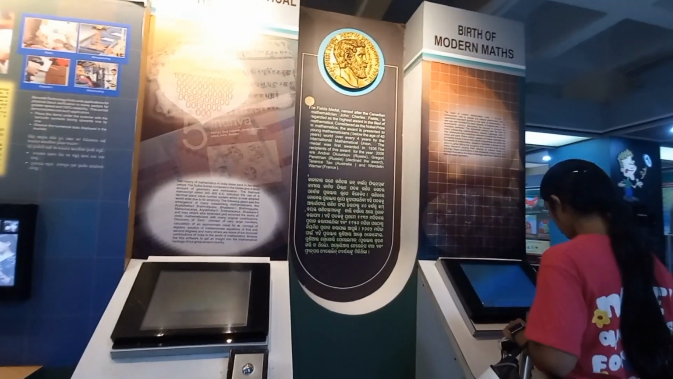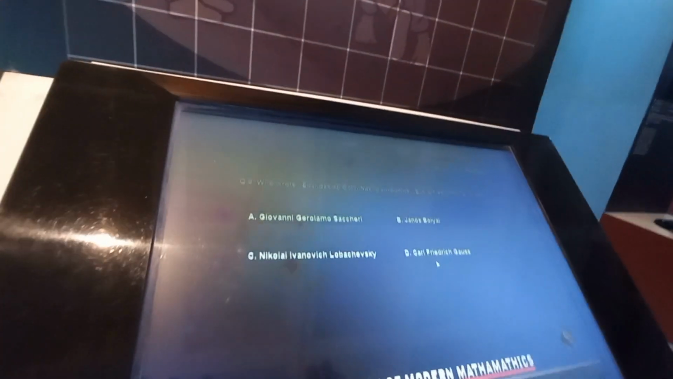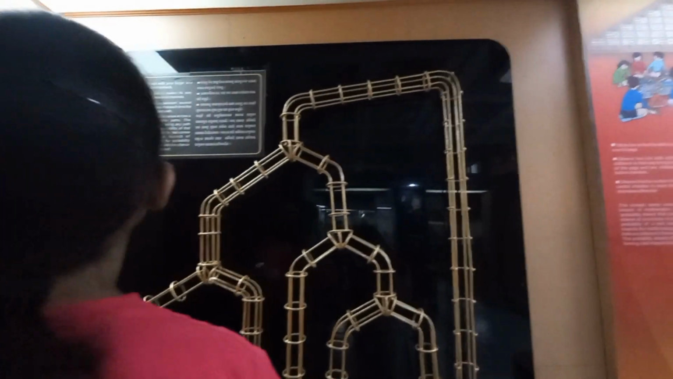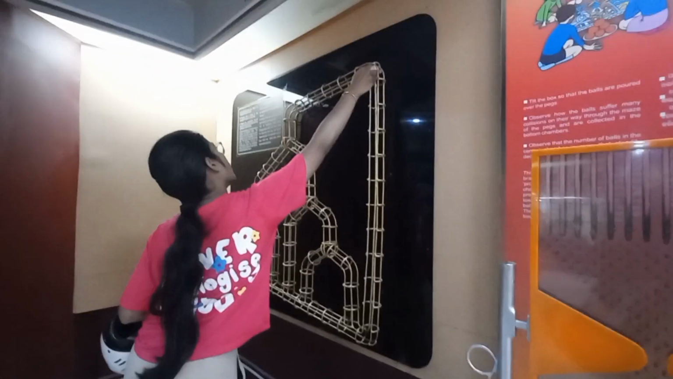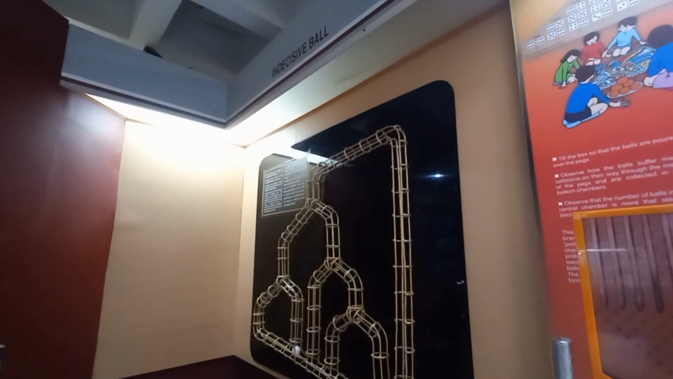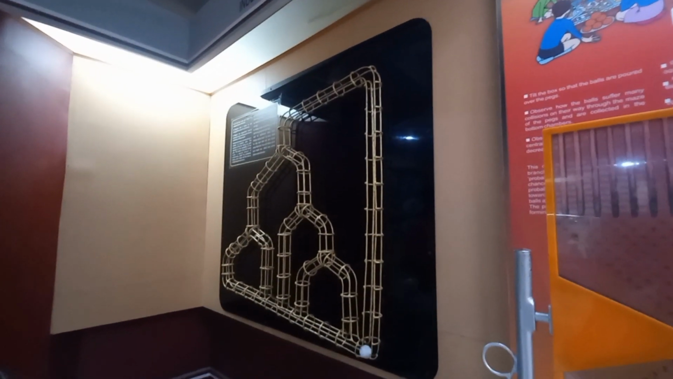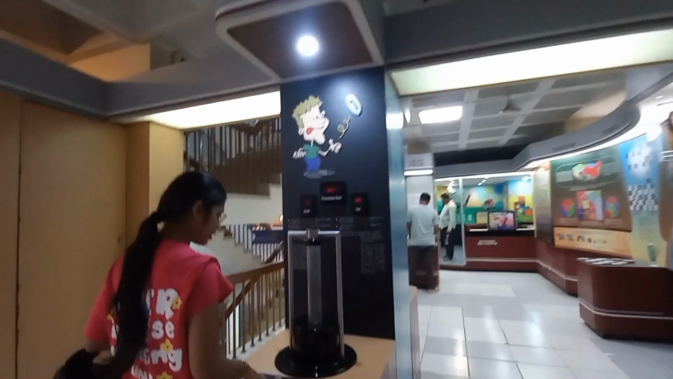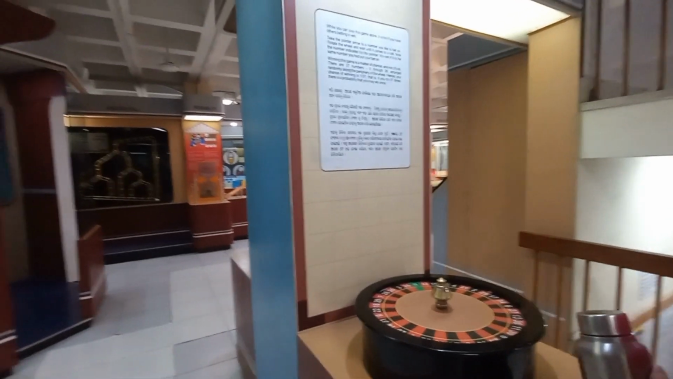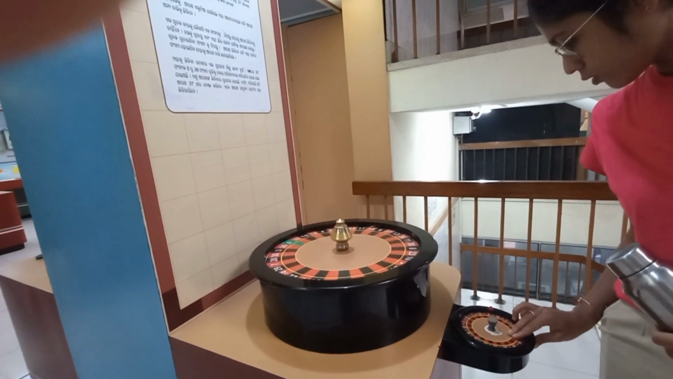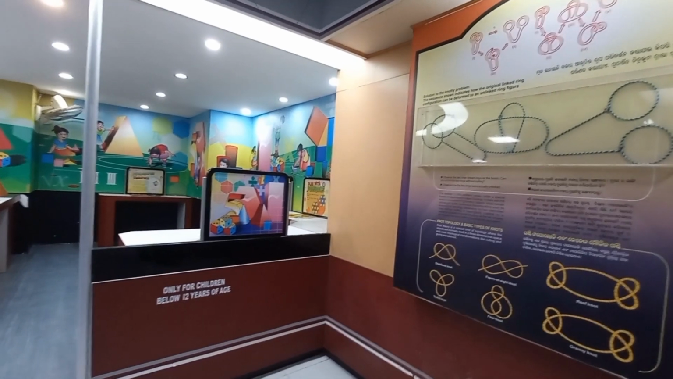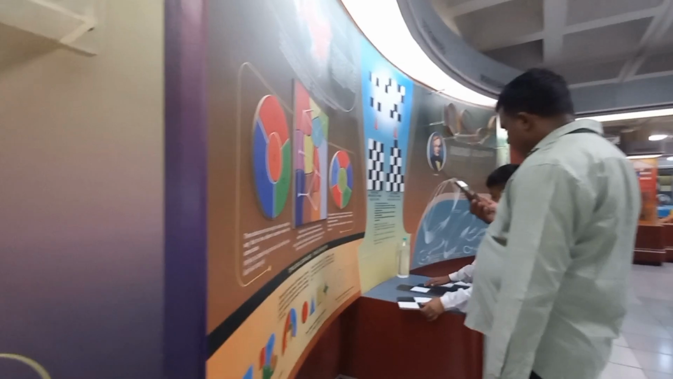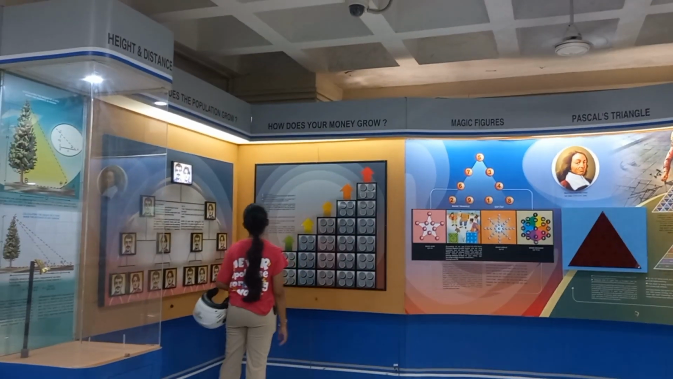Here you can learn and also play the quiz on modern mathematics. This exhibit shows the game of probability. There are many interactive stations where visitors can play the games, toss a coin, and play the games of probability. Sudoku, magic squares, and there are many more puzzles, tangrams, puzzle blocks, where you can develop your skills.